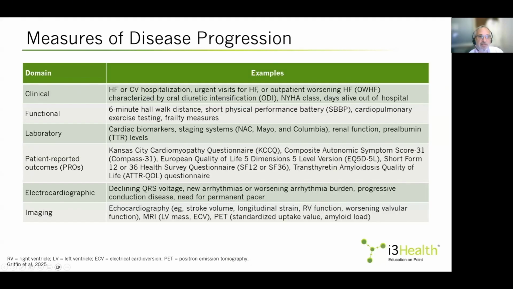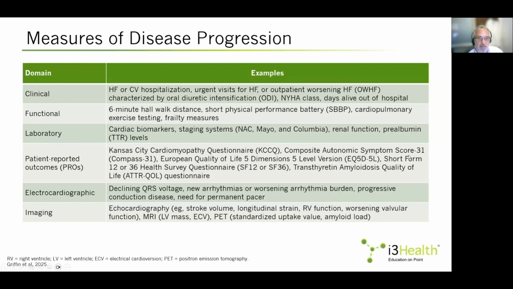We have become very interested in this disease, now that we have effective therapy, at monitoring what I call disease progression, or hopefully maybe disease regression at some point in time. And there are different domains that you could focus on in clinic, obviously clinical domains in which we look at how many times someone, God forbid, is hospitalized, or whether or not we need to use more diuretics. They have worsening New York Heart class, or how many days alive they spent out of the hospital. There are functional measures, including 6-minute hall walk, the short physical performance battery, frailty measures, or exercise testing.